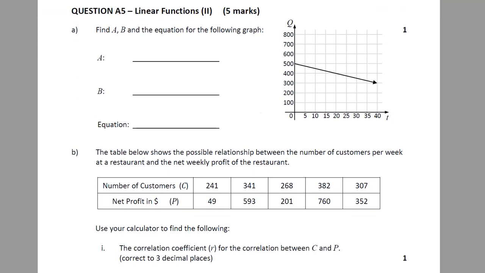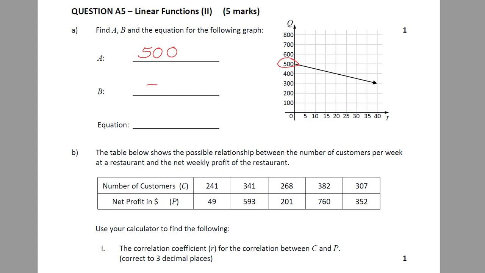Okay, I need to get used to how to use this. A5, find a and b in the equation for the following graph. We know what a and b are. A is the y-intercept. Right there. Technically a q-intercept on this, but it's still okay to call it a y-intercept. B is the gradient. I'm going to do what I said before. I can see it's negative.